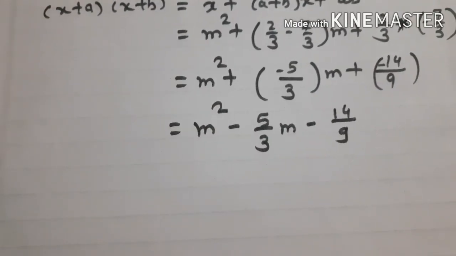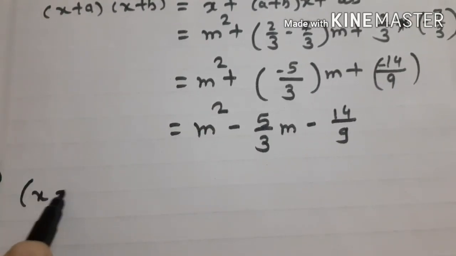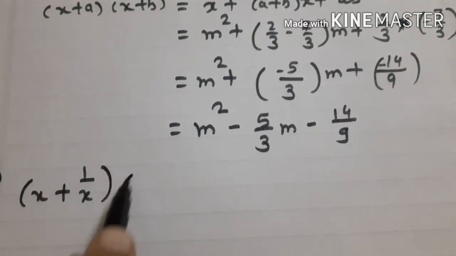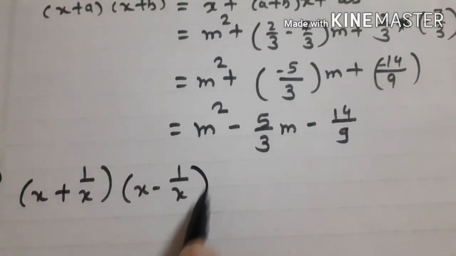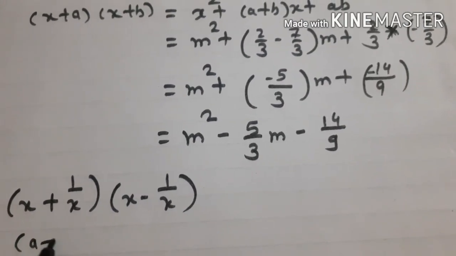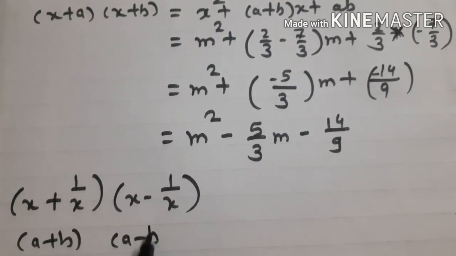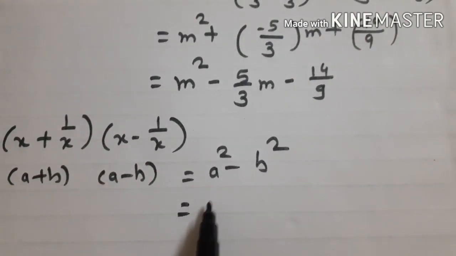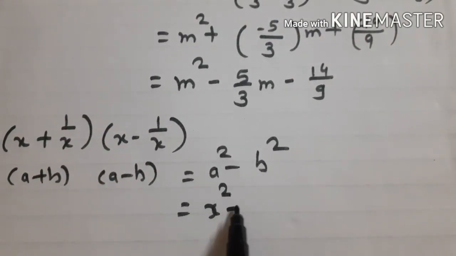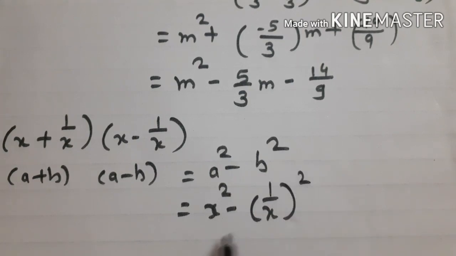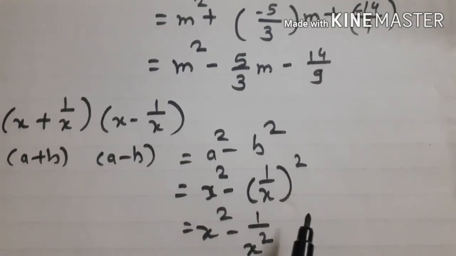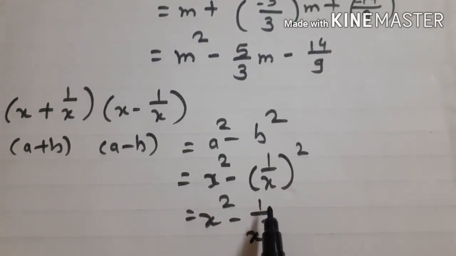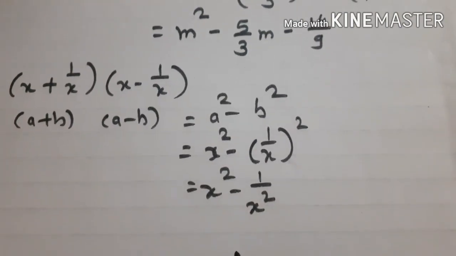Now the eighth example, we have given x plus 1 by x and x minus 1 by x. Again we convert it to a plus b and a minus b. We write directly a square minus b square. Now a means x and b means 1 upon x, bracket square. We directly write x square minus 1 upon x square. 1 square is 1 and x square is x square.